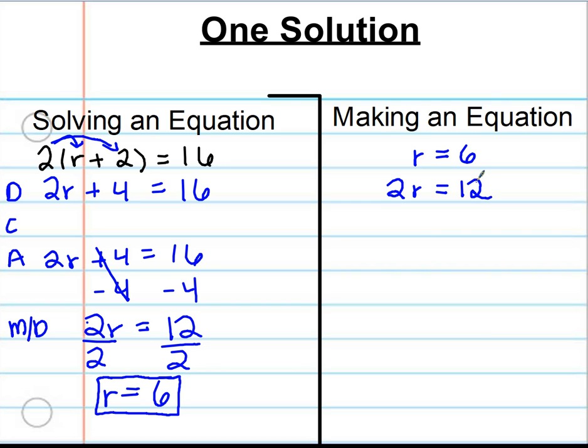Okay, the next thing we did over here was we took away a 4. So I'm actually going to add a 4. And again, I want to make sure I'm doing it to both sides, because if I don't do it to both sides, it's going to make our equation unbalanced.